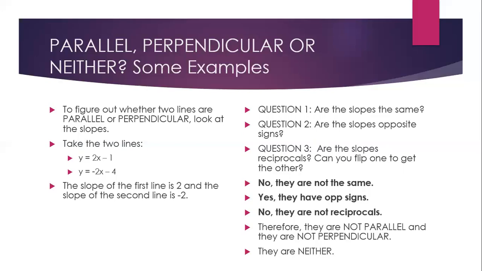2 will flip over to give me 1/2, because 2 is 2 over 1. So 2 flips over to give me 1/2. That's not the same as this. That's negative 2. If I flip over 2, I would get 1/2. But in this case, I have negative 2. That's not the reciprocal. So I cannot flip them to get the other one.